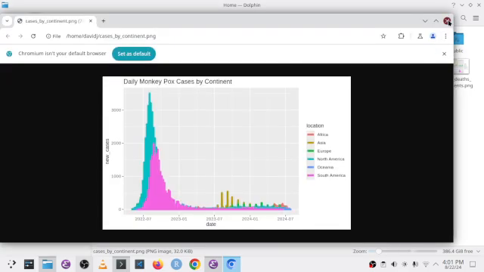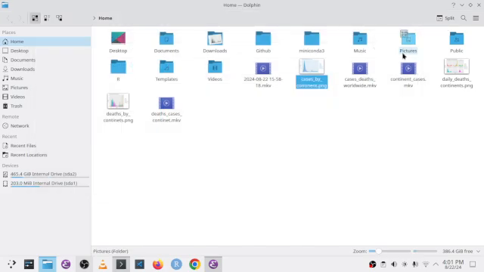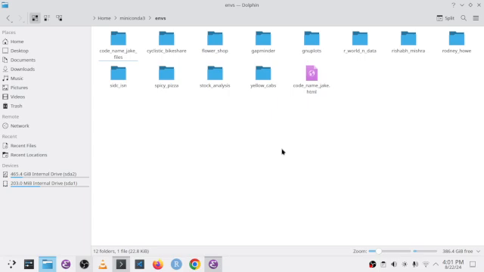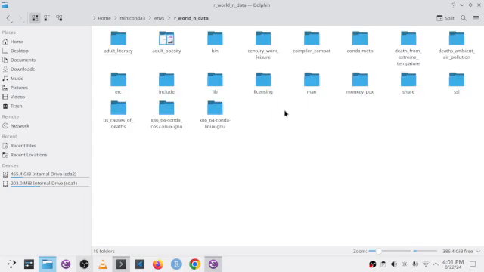Monkeypox cases. Okay. We'll come back to monkeypox cases about the first week in September because I believe the numbers are only updated once a month.